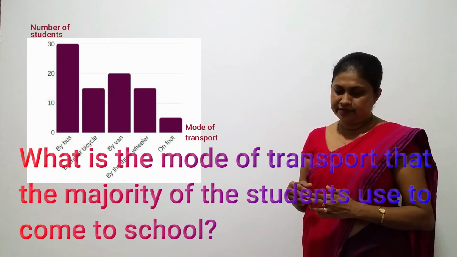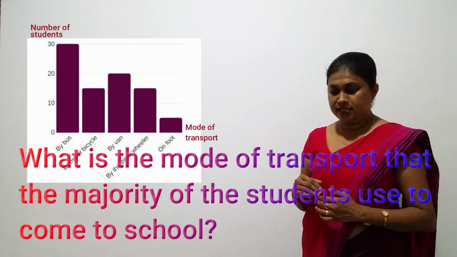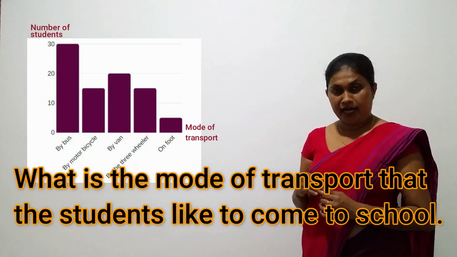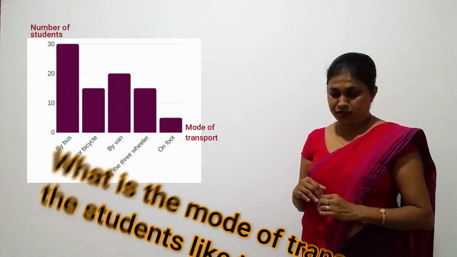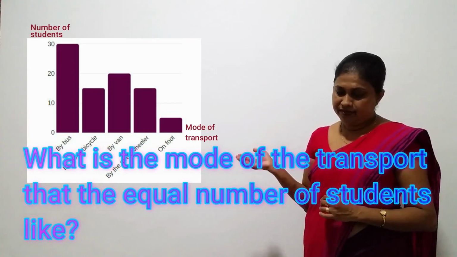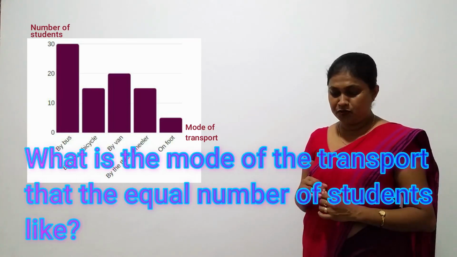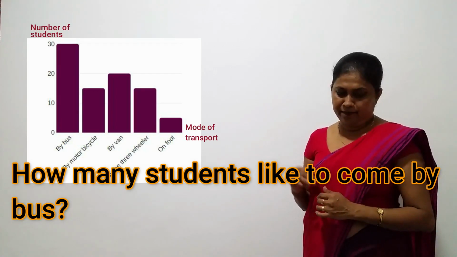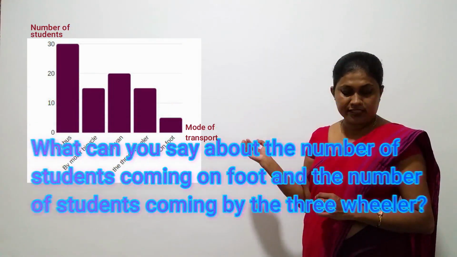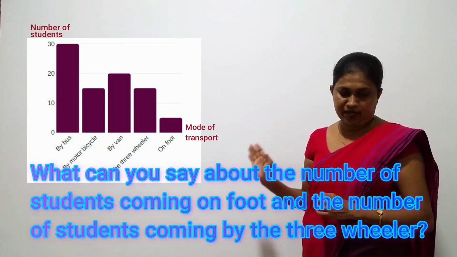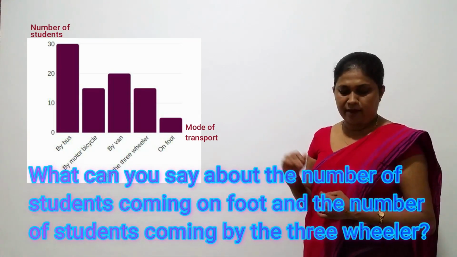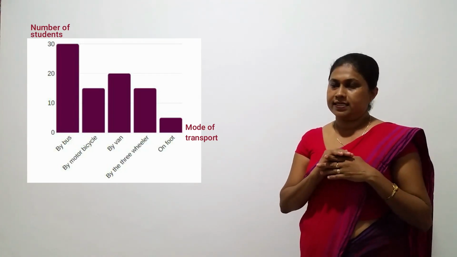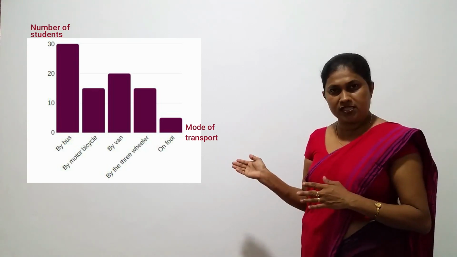What is the mode of transport that the majority of the students use to come to school? What is the mode of transport that the minority of the students use to come to school? What is the mode of transport that the equal number of students like to come? How many students like to come by bus? Then what can you say about the number of the students coming on foot and the number of students coming by the three-wheel? Right? Now you should not keep in mind these questions.